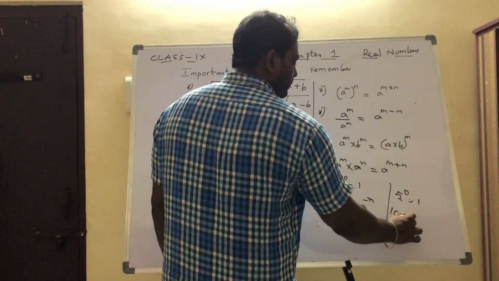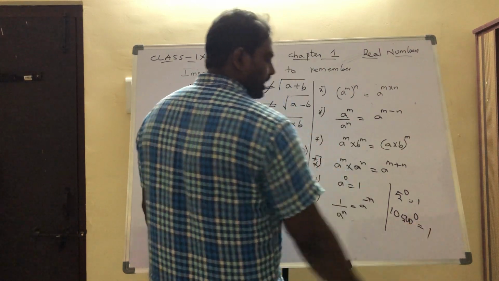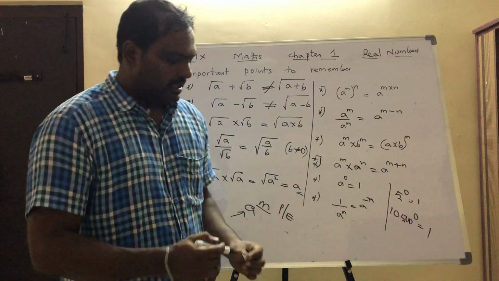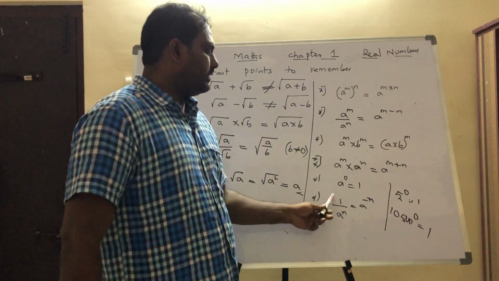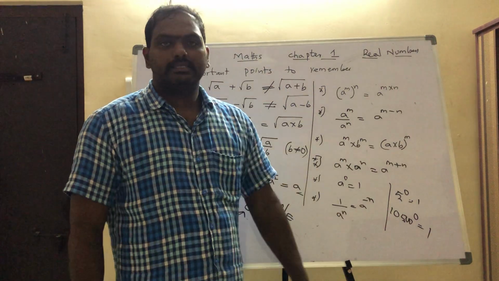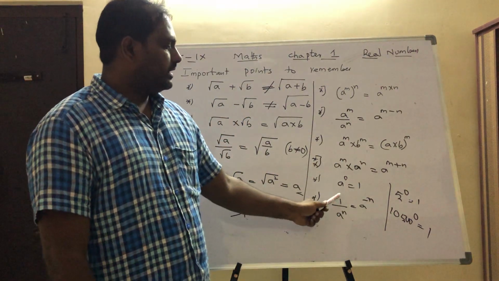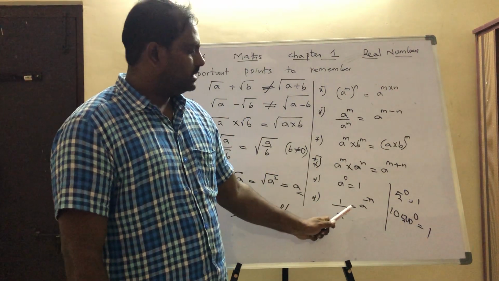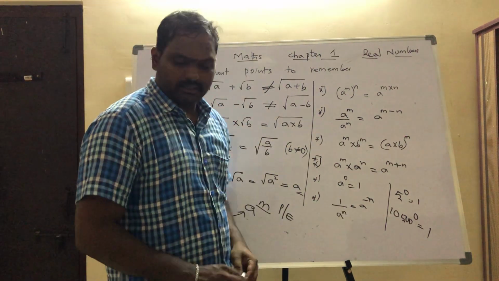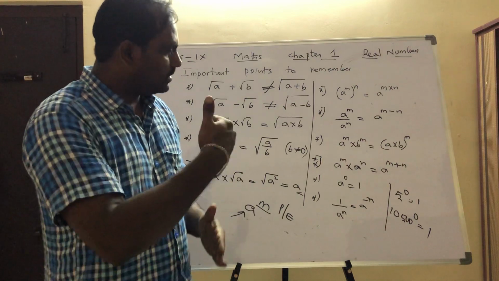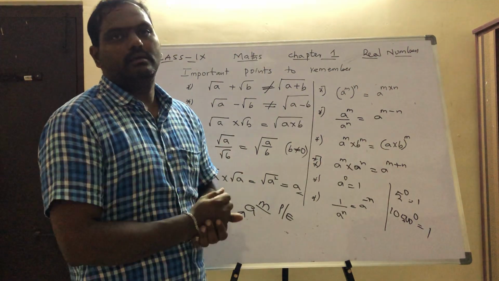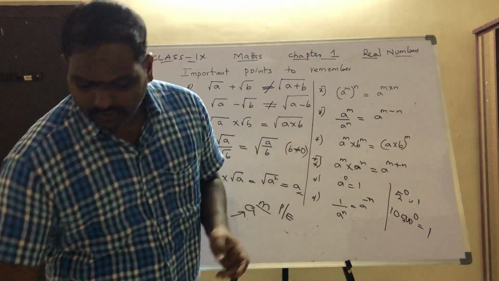a power 0, whatever the value of a may be, is 1 only. So a power 0 is equal to 1. And one more formula: 1 by a power n is equal to a to the power of minus n. So these are some formulas you write in the notebook and you have to practice thoroughly, both orally as well as in written form.